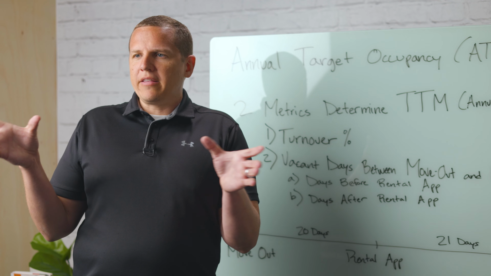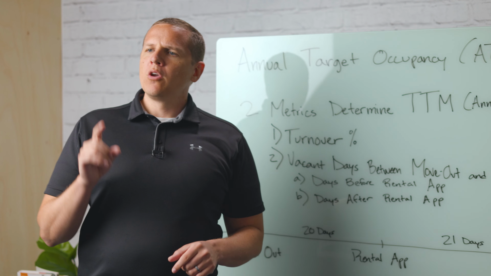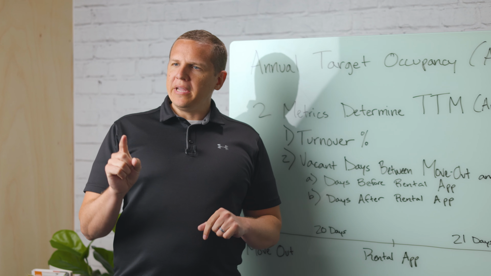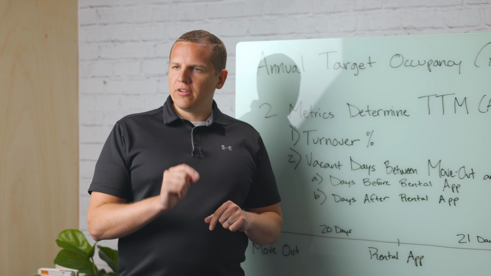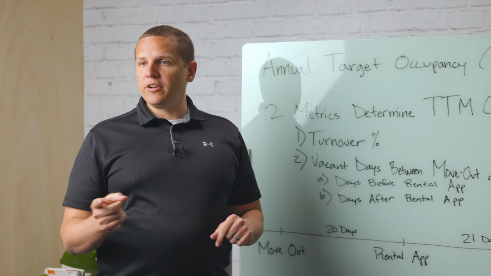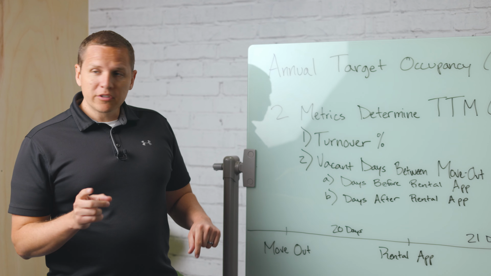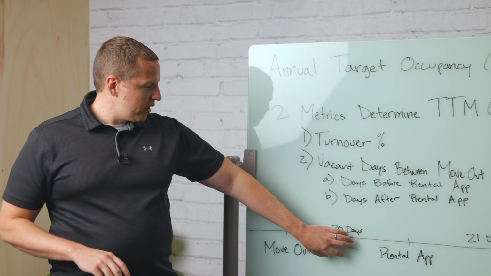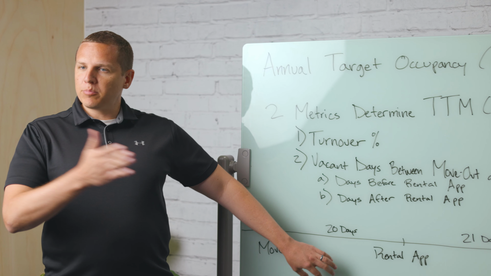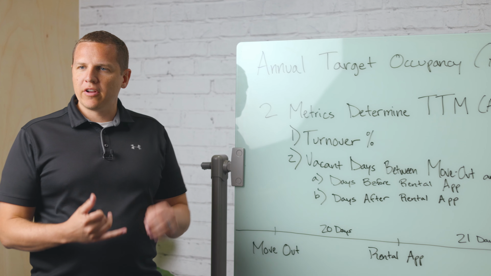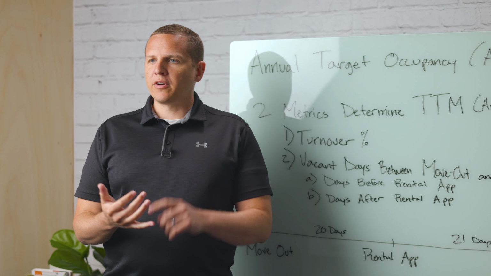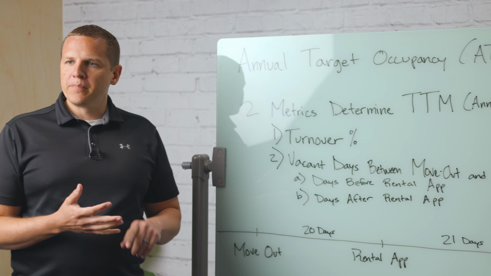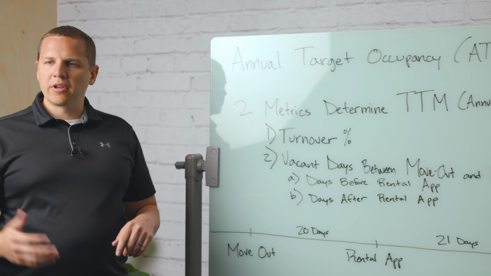Why would we break these two metrics apart? We think it's really important to break these apart to give you the pieces of information you need to know how to improve your occupancy. For example, if this number, 20, is too big, the days before receiving a rental application, lowering your price can shrink it. Improving your marketing can help this number. There's all kinds of things you can do.